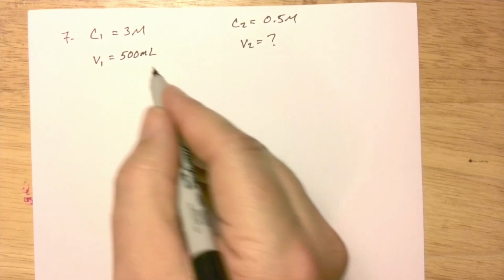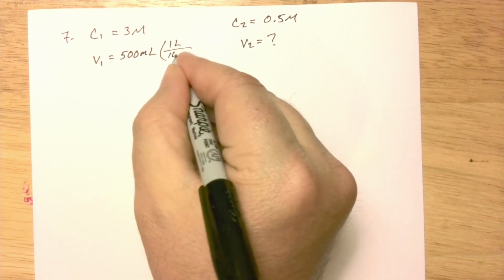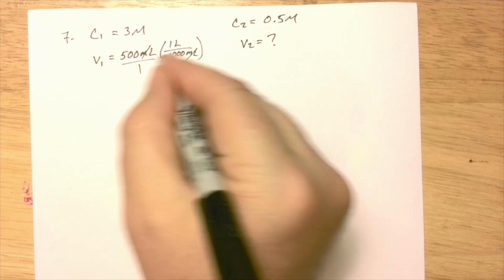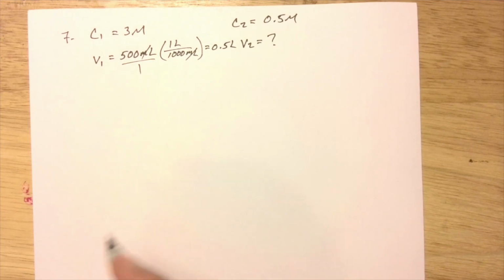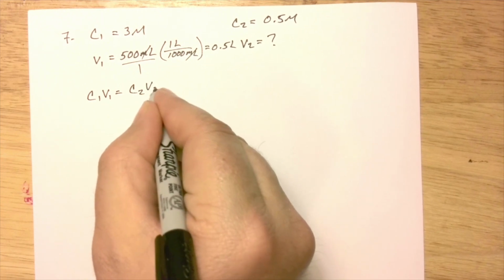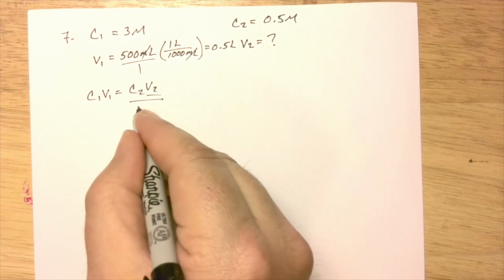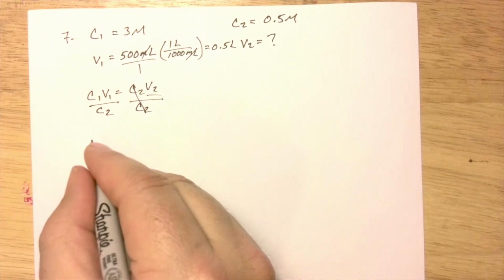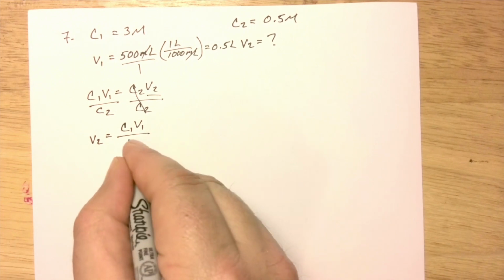So if you notice your milliliters, we need to get that into units of liters. So 1 liter over 1,000 milliliters, all over 1. Milliliters will cancel out, so that's 0.5 liters. And then set the equation, C1 V1 is equal to C2 V2. V2 is unknown, so we need to get rid of the C2. These two will cancel out. So therefore, V2 is equal to C1 times V1 all over C2.